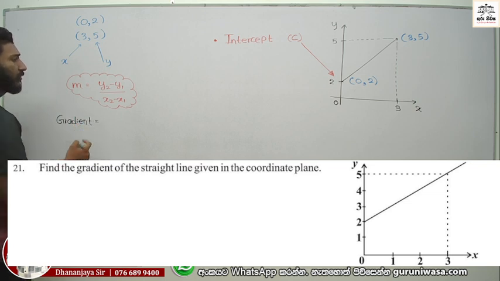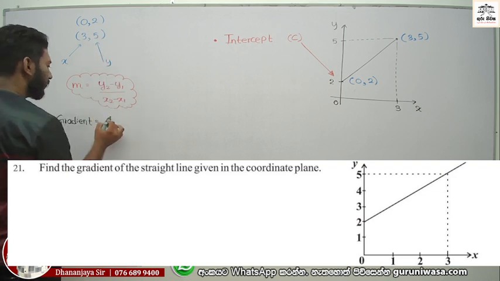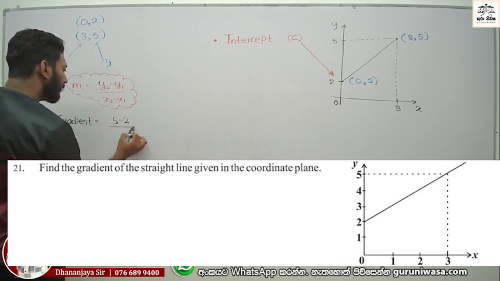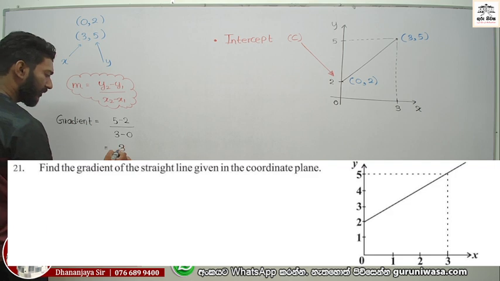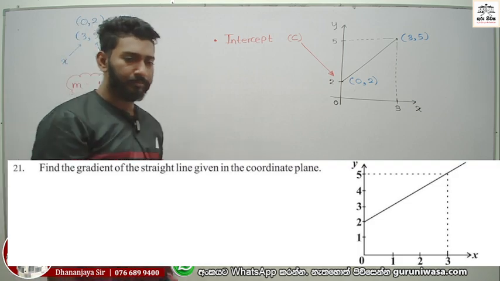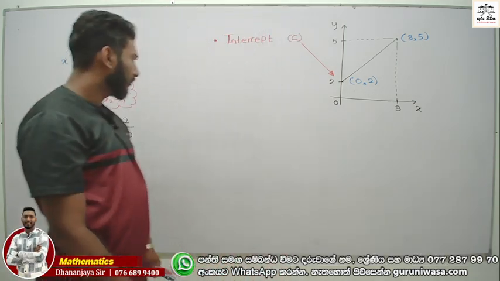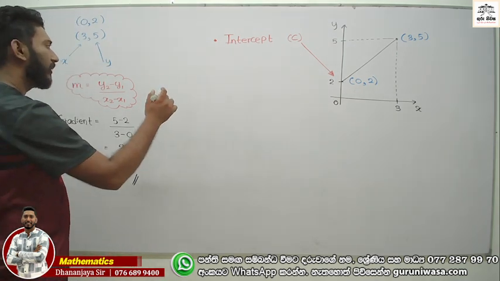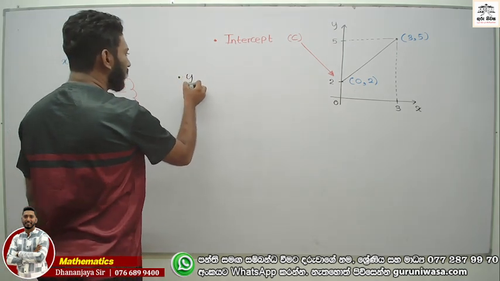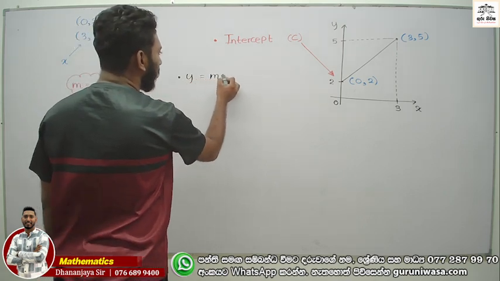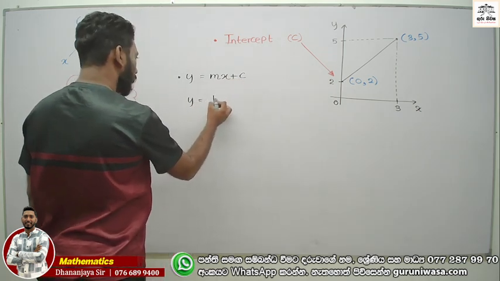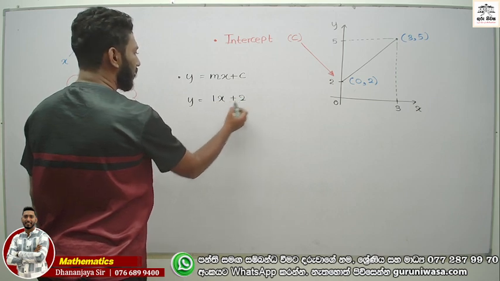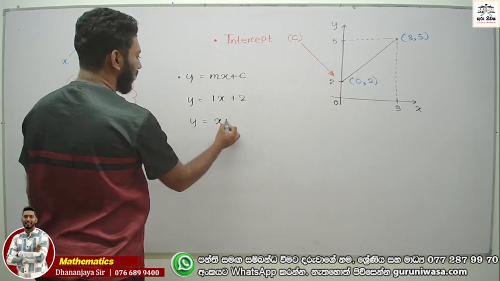Gradient is equal to the difference of y coordinates, means 5 minus 2, divided by 3 minus 0. Now the answer becomes 3 divided by 3. Now the answer is 1. Gradient is 1. Intercept is c. Now you know the third thing: y is equal to mx plus c. Now the equation is y equals 1x plus 2, or you can write it as y equals x plus 2.